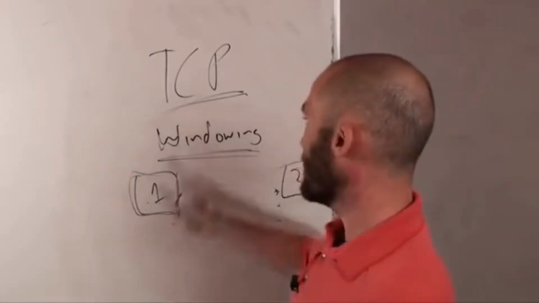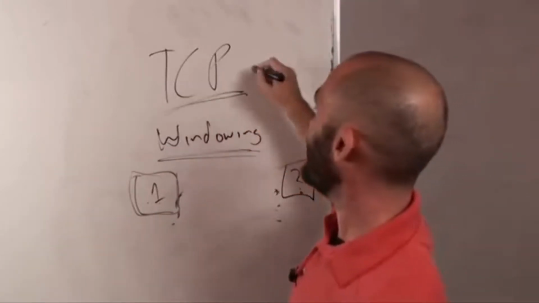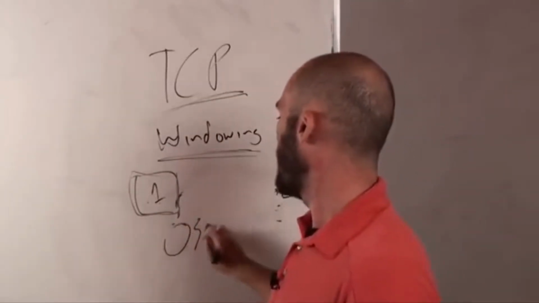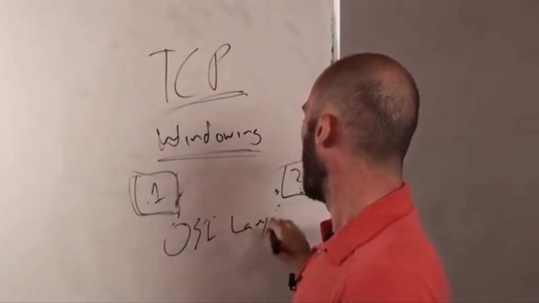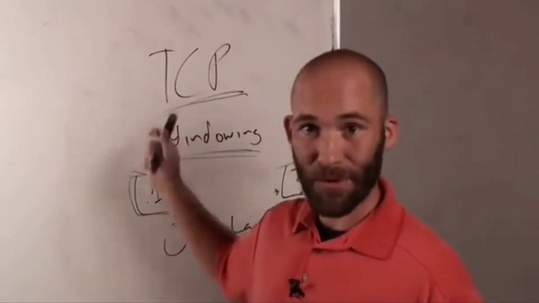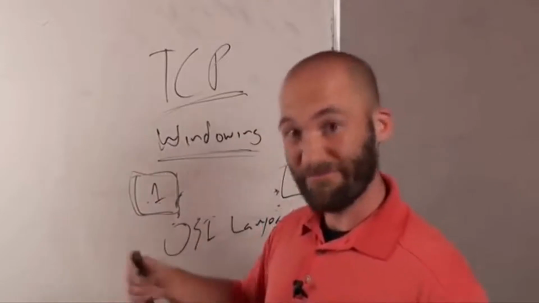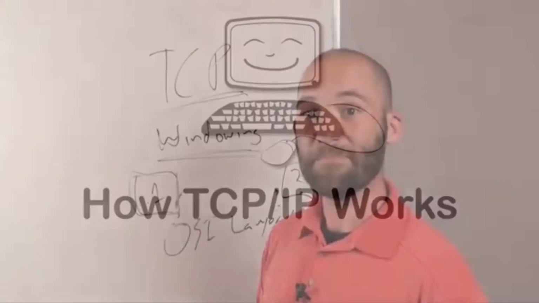And of course, just so I do my due diligence, TCP is OSI layer 4. So this is called the transport layer. Transmission control protocol, transport layer, all makes kind of sense.